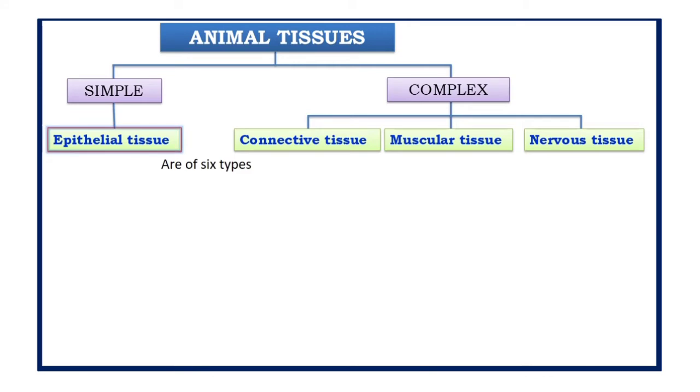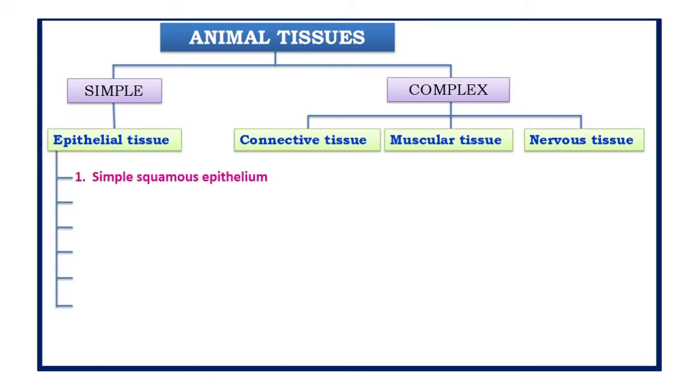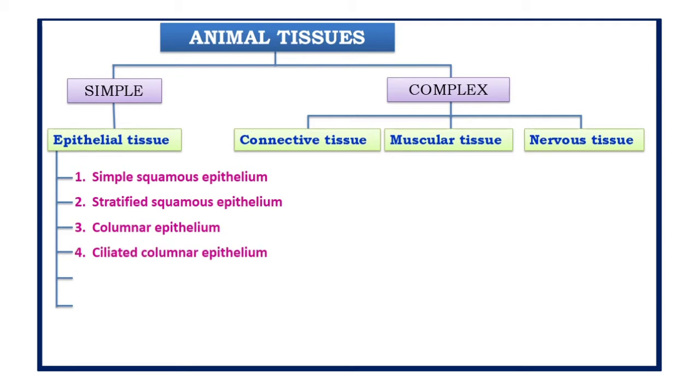The first, that is the epithelial tissue, is of six types. The first is simple squamous epithelium, second is stratified squamous epithelium, third is columnar epithelium, fourth is ciliated columnar epithelium, fifth is cuboidal, and sixth is glandular epithelium. So how do we remember this? Simple squamous, stratified squamous, columnar, ciliated columnar, cuboidal and glandular.